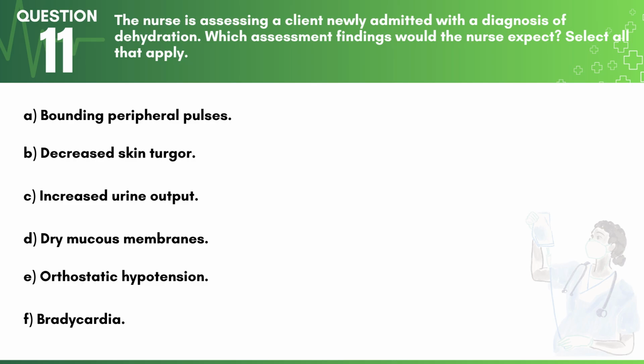Question 11. The nurse is assessing a client newly admitted with a diagnosis of dehydration. Which assessment findings would the nurse expect? Select all that apply. A. Bounding peripheral pulses. B. Decreased skin turgor. C. Increased urine output. D. Dry mucous membranes. E. Orthostatic hypotension. F. Bradycardia. Answer.